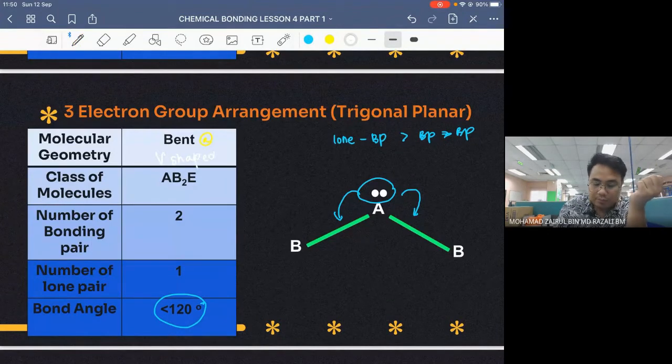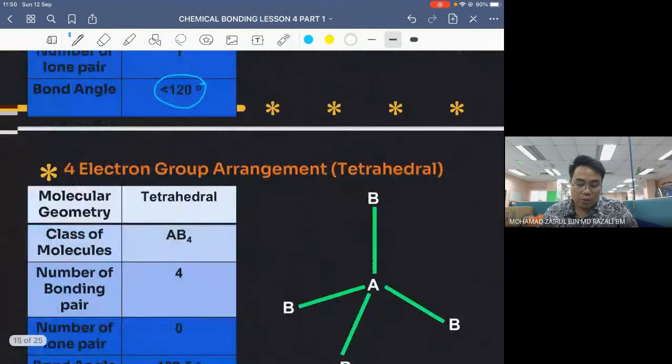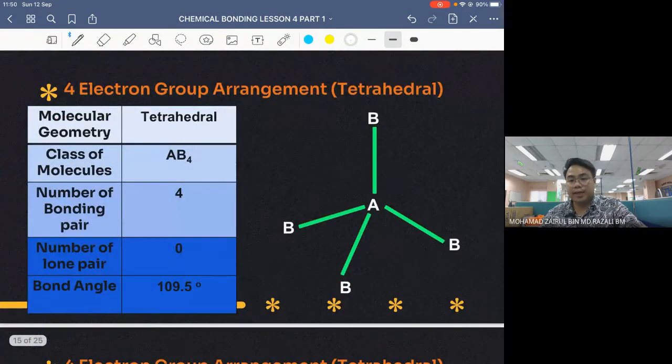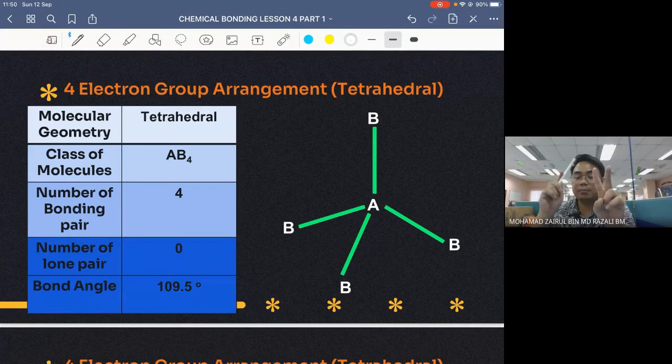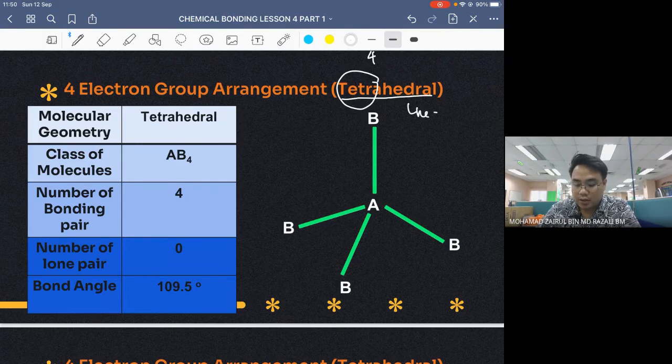Awak boleh tulis bent, ataupun awak boleh tulis shape dia sebagai V shape. Okay. Now, if you have 4 electron group arrangement, electron group maknanya kalau awak tambahkan number of bonding pair and number of non-bonding pair bersama dengan 4, electron group arrangement itu nama dia adalah tetrahedral. Tetra ini maksud dia 4. Hedral come from the word hedron. Maknanya face. Maknanya molecular geometry ni akan ada 4 permukaan.